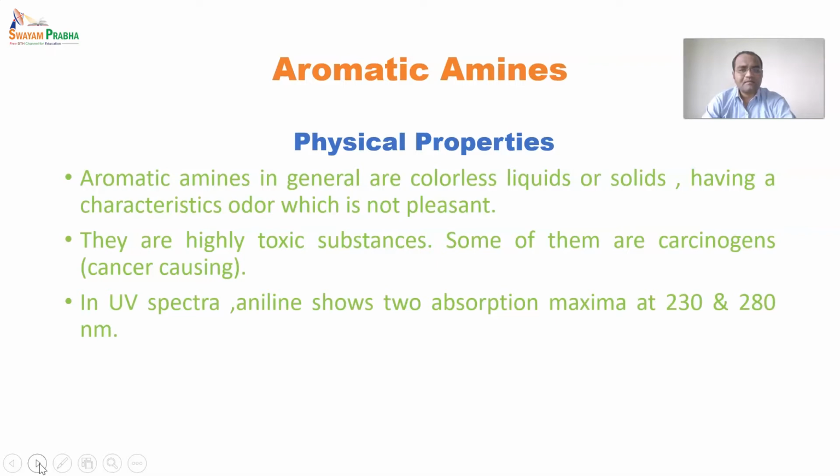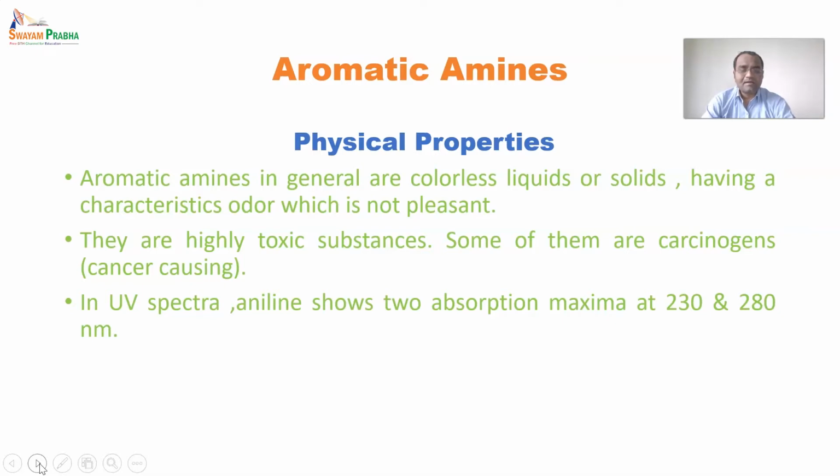Aniline absorbs in the UV spectra. Benzenes are actually colorless, but aniline is not a colorless compound. It is a little bit yellow in color, and this yellow color of aniline is due to a chromophoric group present on it. The chromophore here is the amino group, which makes that aromatic ring colorful.